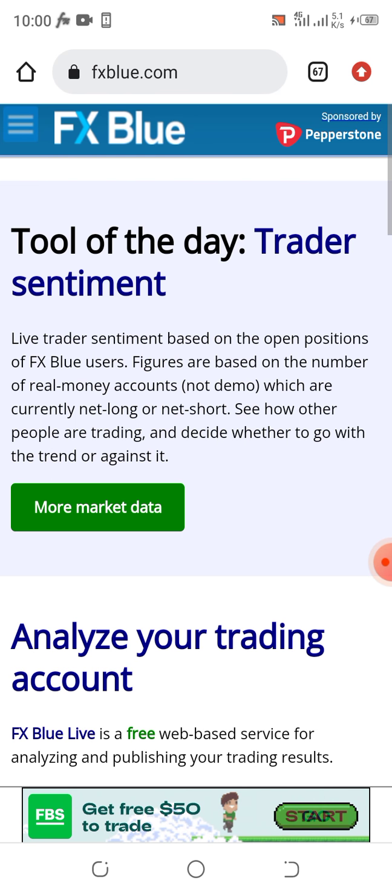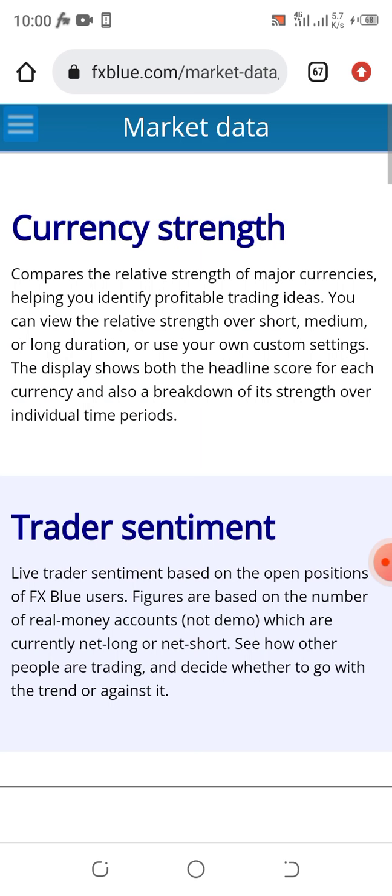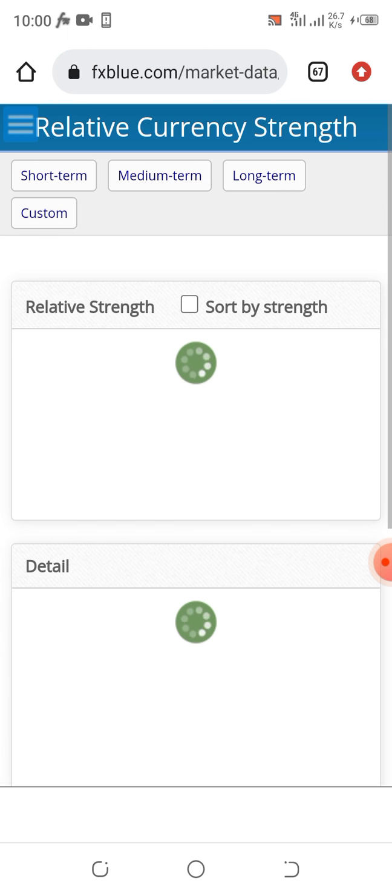If the actual result of non-farm employment change, also known as non-farm payroll, came out and we can see that the actual result is in green color, then we come to our MyFS Blue, click on more market data, and click on currency strength meter.